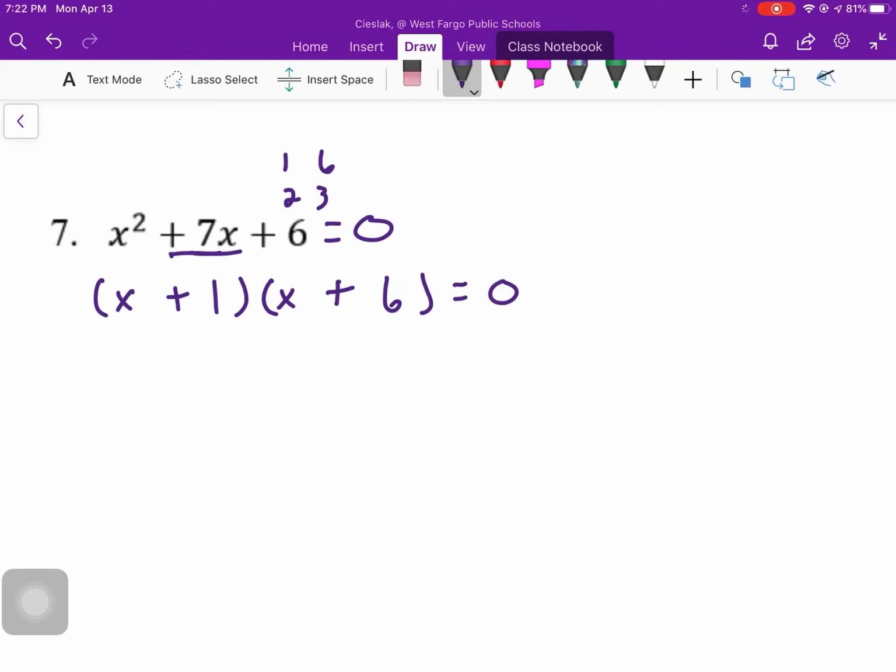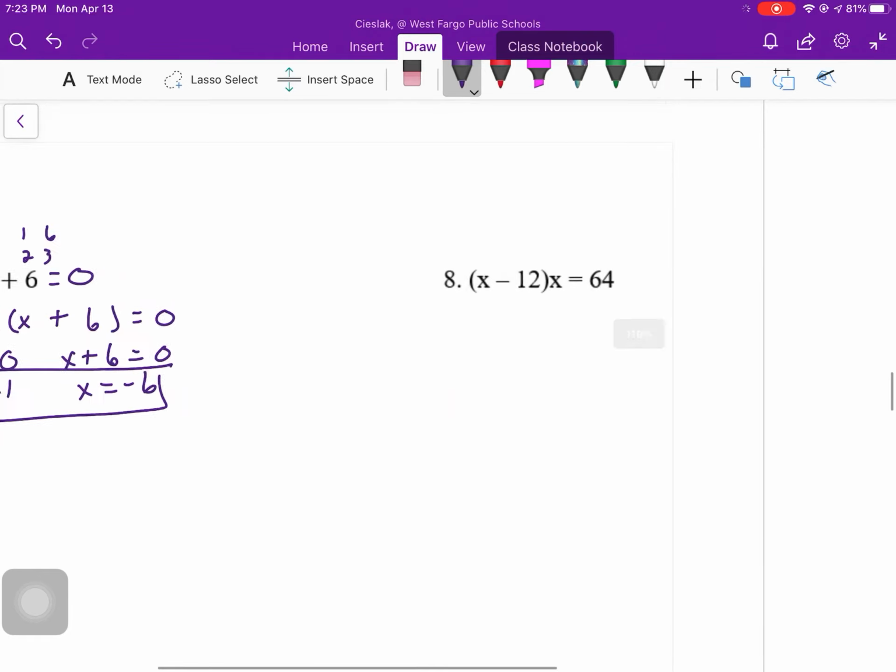Okay, now this is where our zero factor property comes into play. On this one, I will actually show setting it equal to 0. In future ones, I'm not, but we take x plus 1 equal to 0, x plus 6 equal to 0, and we end up with two answers. X equals negative 1, and x is equal to negative 6.